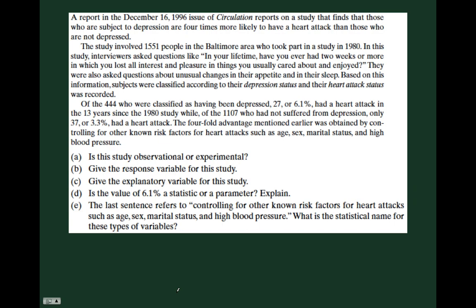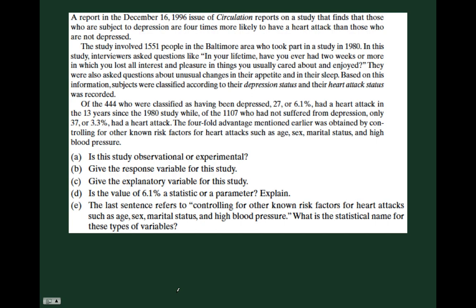A report in the December 16, 1996 issue of Circulation reports on a study that finds that those who are subject to depression are 4 times more likely to have a heart attack than those who are not depressed. The study involved 1,551 people in the Baltimore area who took part in a study in 1980. In the study, interviewers asked questions like, in your lifetime, have you ever had 2 weeks or more in which you lost all interest and pleasure in things you usually cared about and enjoyed? They were also asked questions about unusual changes in their appetite and in their sleep.